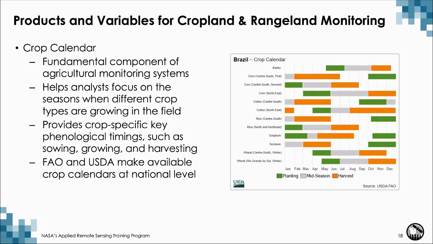A typical planting date is after the average last spring freeze. At the end of the growing season, the average first fall freeze limits growing season length. In some parts of the world, temperature are the controlling factor for the crop season, while in other areas, rains are the controlling factor. The crop calendar is the fundamental document of agricultural meteorology. Crop calendars provide crop-specific key phenological timings, such as sowing, growing, and harvesting. Sources of crop calendars for major crops are made available at the national level by the Food and Agricultural Organization of the United Nations and the United States Department of Agriculture.